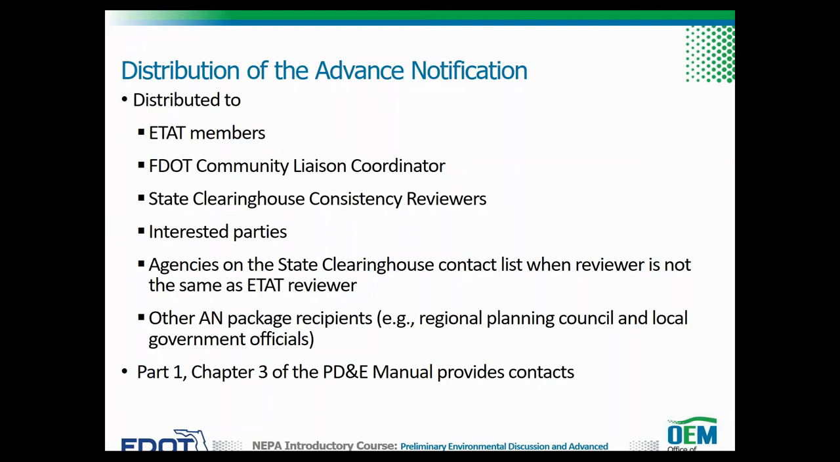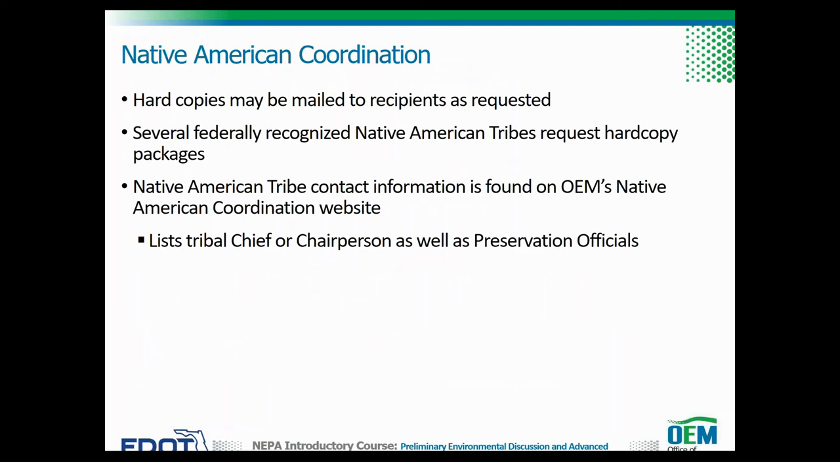A list of contacts that may not be represented by an ETAT member or a consistency reviewer, but are required to receive a copy of the AN package is included in Part 1, Chapter 3 of the PD&E manual, as well as in the EST. This list is maintained by OEM. The PD&E manual chapter also includes a sample transmittal list. The district may mail hard copies of the AN package to other recipients as requested.